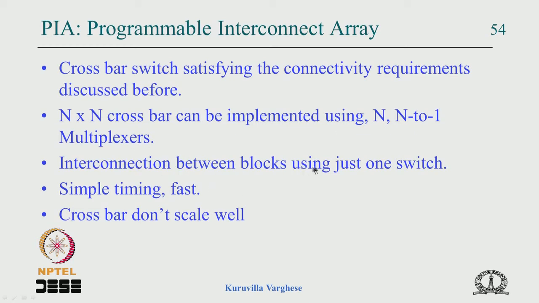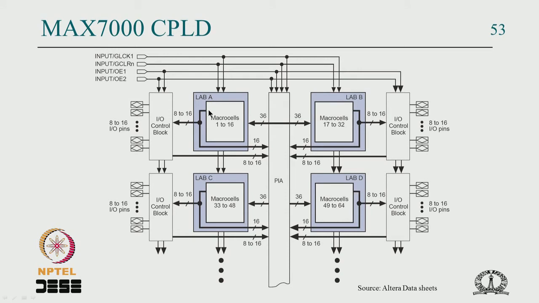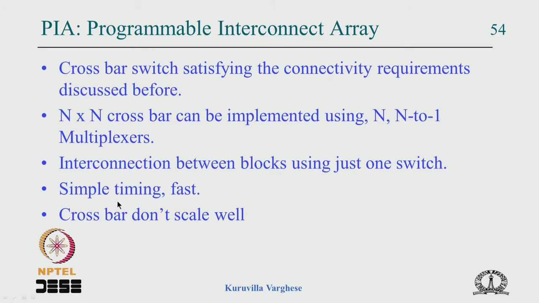Interconnection between blocks uses just one switch, okay. So it means that when you take an output from a macro cell and connect it to the input of a macro cell, it needs only one switch. We will see that when we go to the FPGA, when you interconnect some output to input, most of the time it goes through a lot of switches, but in a PLD, straight from one output to one input, there is just one programmable switch. So this interconnection is very fast and the timing analysis is also fast.